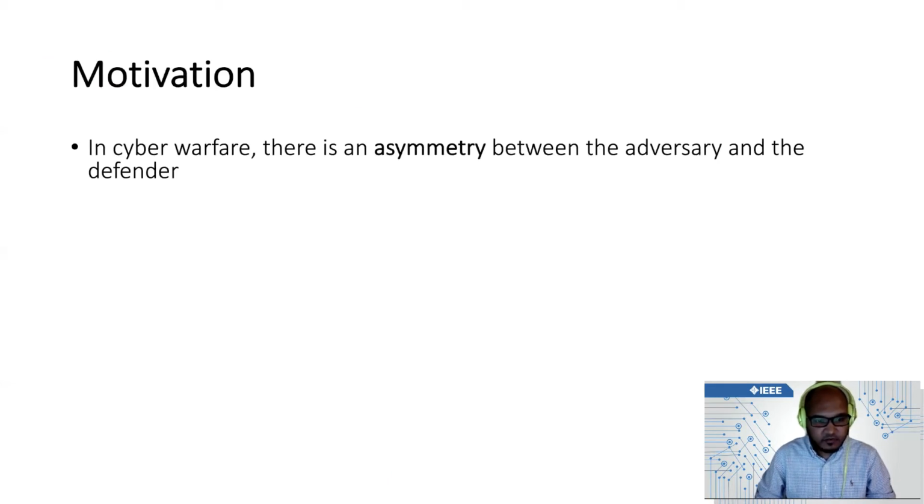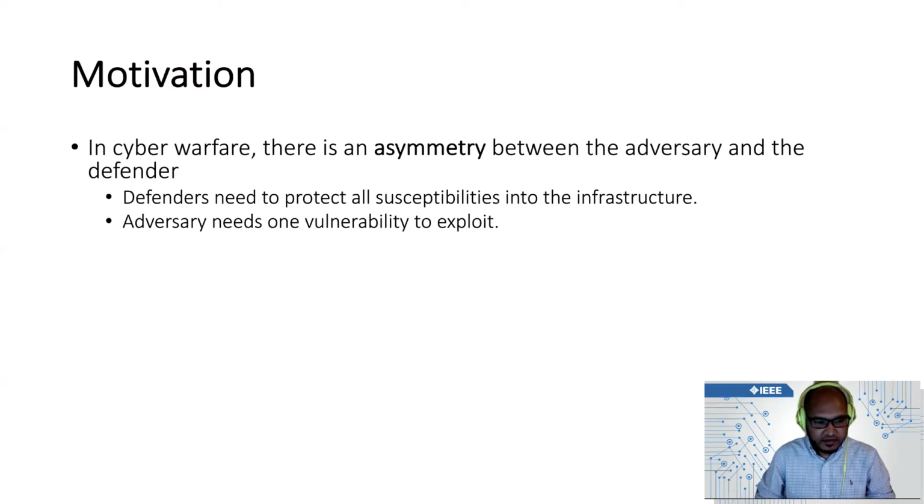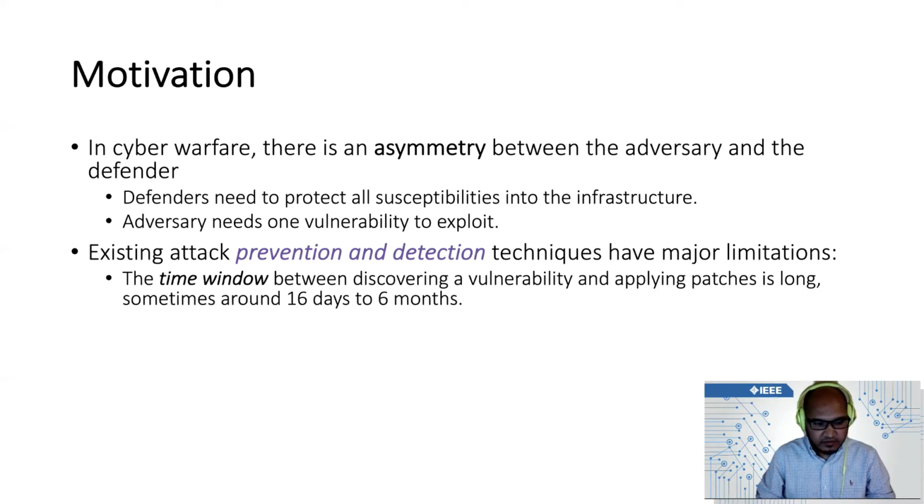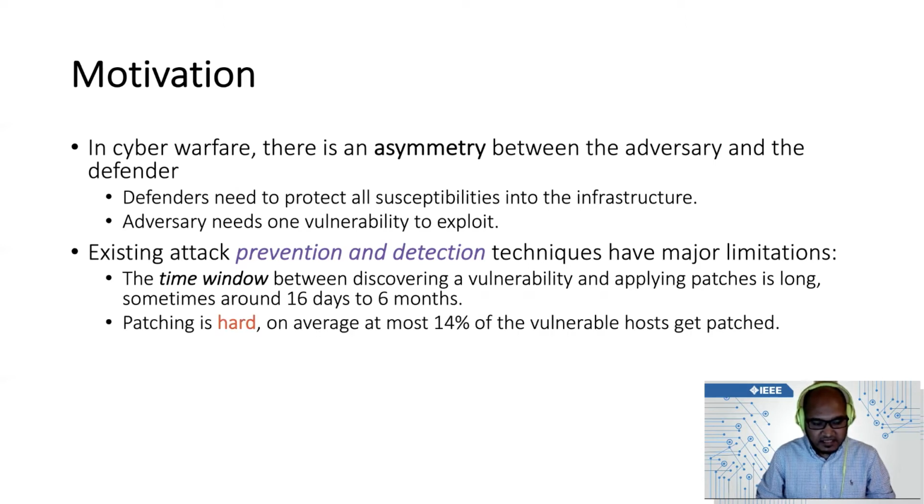In modern cyber warfare, there is an asymmetry between the adversary and the defender. The defender needs to protect all susceptibilities in the infrastructure, whereas the adversary needs to find only one vulnerability to exploit. Existing attack prevention and detection techniques have several limitations. For example, the time window between discovering a vulnerability and applying patches is long, sometimes around 16 days to 6 months. Patching is hard as well.